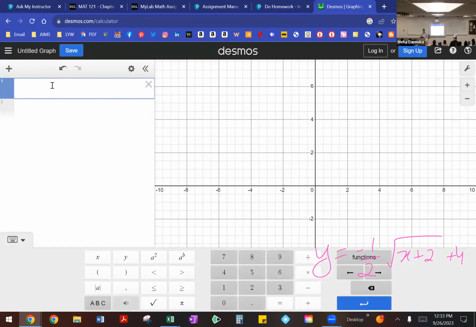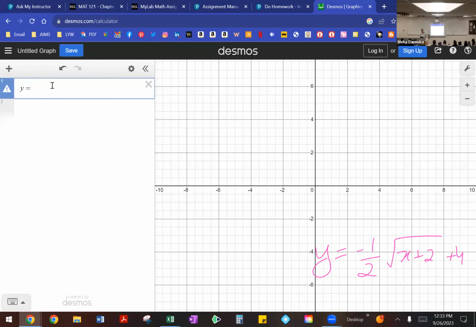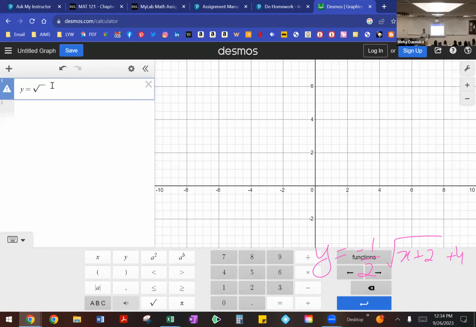What's our base function here, guys? What is the parent function in this example? y equals -1/2 square root of x plus 2 plus 4. We talked about x squared as the parent function. We talked about just y equals x as the parent function. Square root of x, very good. Your parent function here is just square root of x.